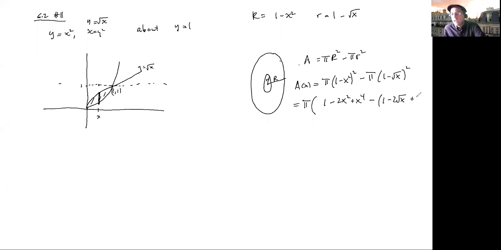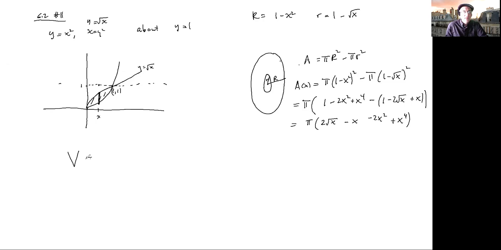Plus x. So if the arithmetic and the algebra are correct, you should get pi times twice the square root of x minus x minus twice x squared, and then there should be plus x to the fourth. And that is indeed correct. Okay, so now we have the area of a cross section. The cross section is an annulus, I said, right?